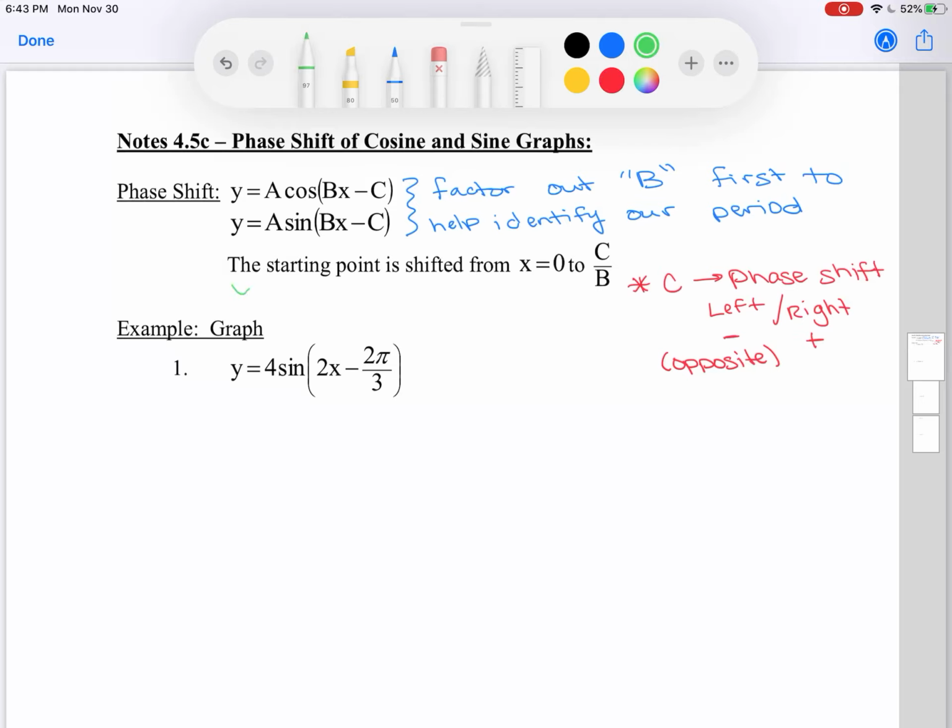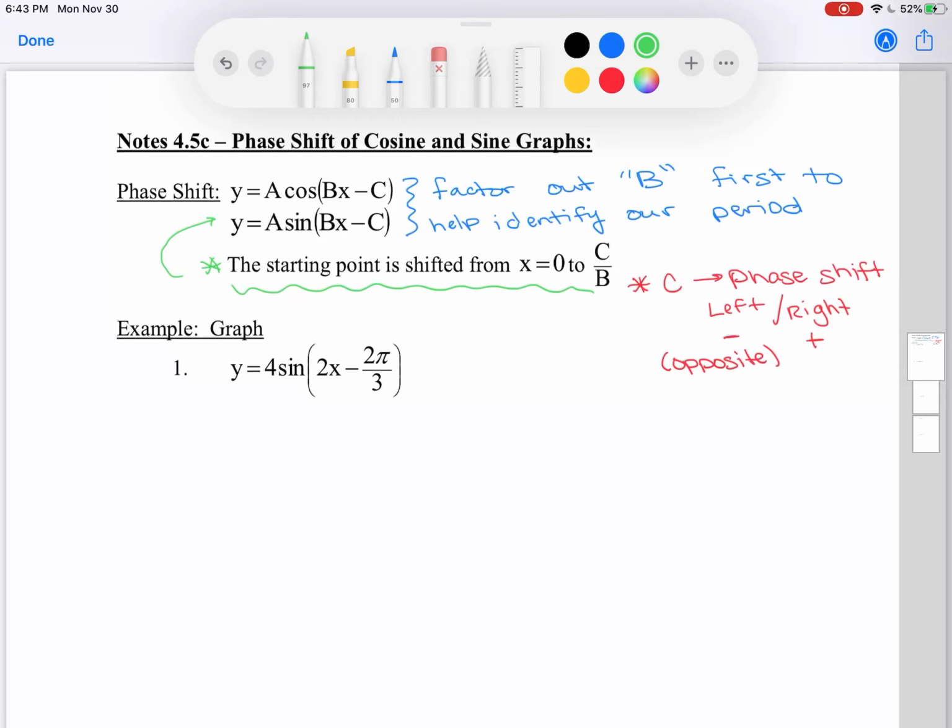The last bit of information here tells you our starting point is going to be shifted from our normal x equals 0 to C over B. This is important. However, if we do the first step above where I told you to factor out your B first, you don't necessarily have to worry about C divided by B, because you will see how it's going to be shifted and where your starting point will occur. So don't worry so much about that last section. We will get started on some problems and you'll see how that relates to everything.